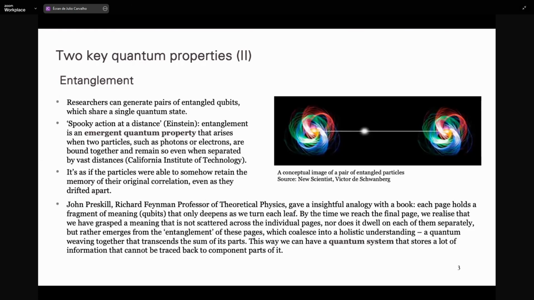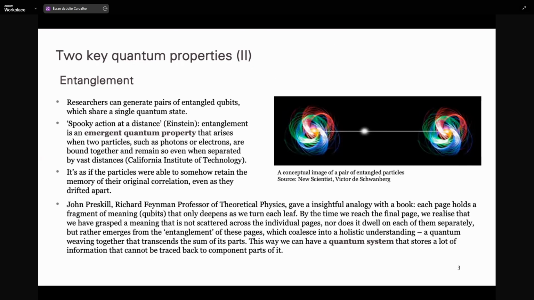The second key property of quantum would be entanglement. Researchers can generate pairs of entangled qubits, which then share a single quantum state. Einstein referred to that as a spooky action at a distance. Entanglement is an emergent quantum property that arises when two particles, such as photons or electrons, are bound together and remain so even when separated by vast distances. It's as if the particles were able to somehow retain the memory of their original correlation, even as they drifted apart.